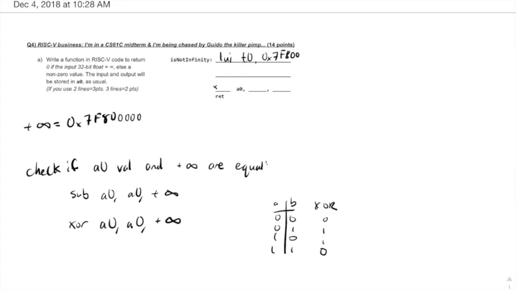Since we're using RISC-V notation, the input value is stored in A0. Since A0 is also the return register in standard RISC-V notation, we'll store our output in A0 as well. This will be our answer.